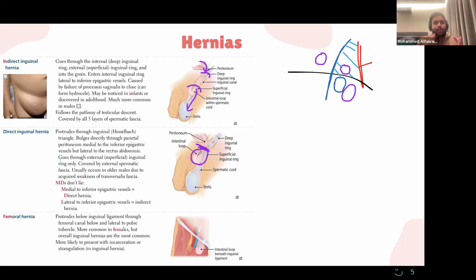Strangulation, incarceration, and obstruction are an emergency. You need to do surgery. The management of hernias in general is surgical. You need to surgically relieve the hernia. Now, from these three, the hernia most commonly presenting with strangulation and incarceration is the femoral hernia. I think that's it. Those are the high-yield facts about the hernias that you need to know.